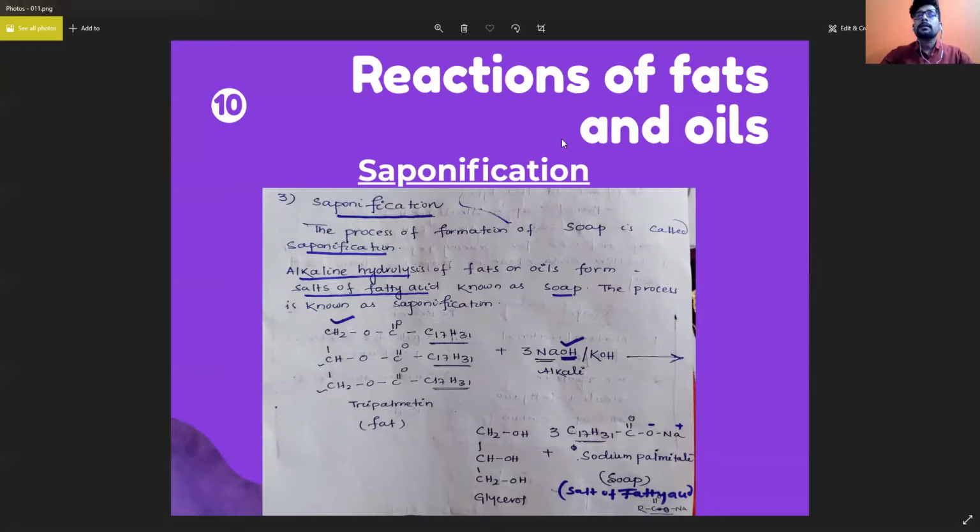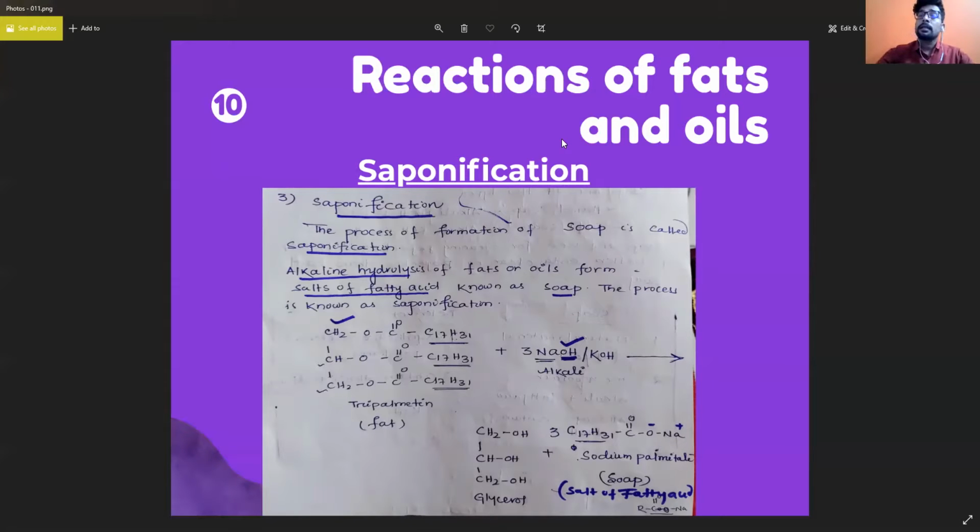Fat undergoes hydrolysis with an alkaline agent, NaOH or KOH, to form glycerol, which will be separated, and here NaOH is used. So our final compound is what? The salt of a fatty acid. What is the meaning of salt? A salt consists of two parts: a metal part and a non-metal ion from the acid. The main thing is the metal part. Here the metal part is what? In the alkali NaOH, Na is the metal part.